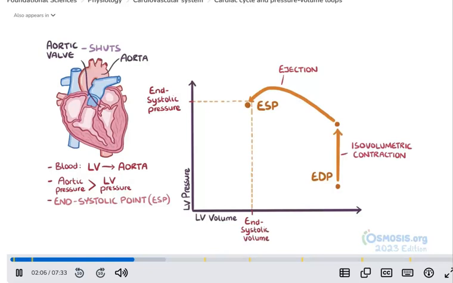Now I know what you're thinking, that's all too exciting, but if you think that's exciting, then get this. The difference between the end diastolic volume and the end systolic volume is called the stroke volume.